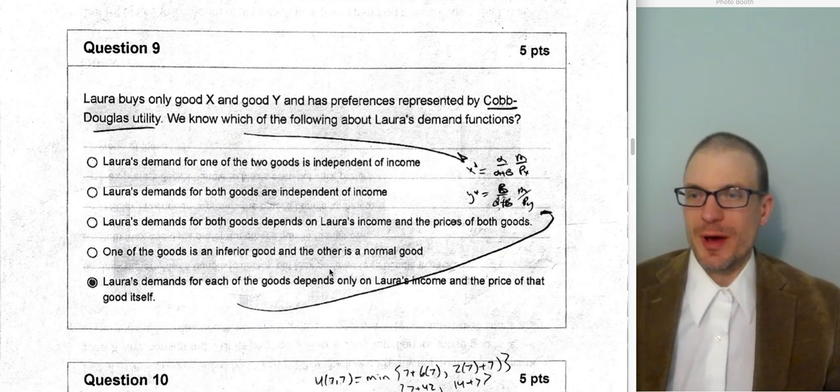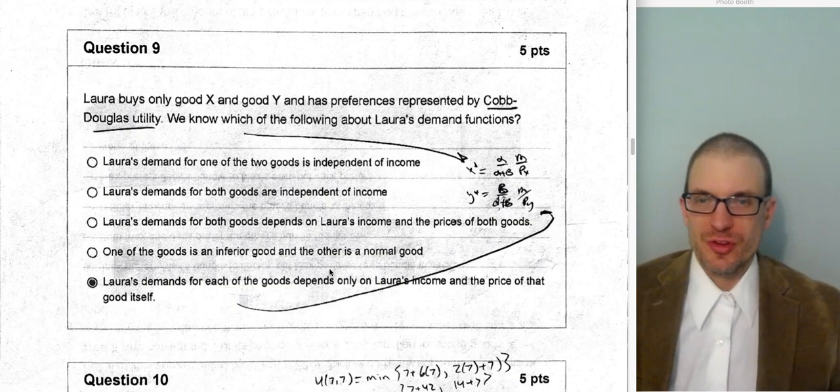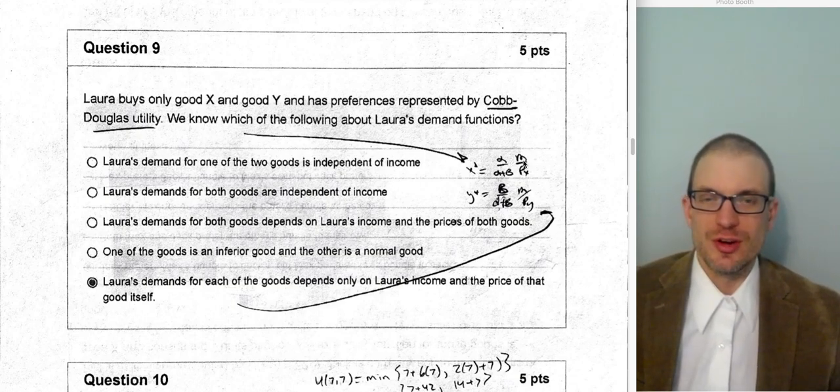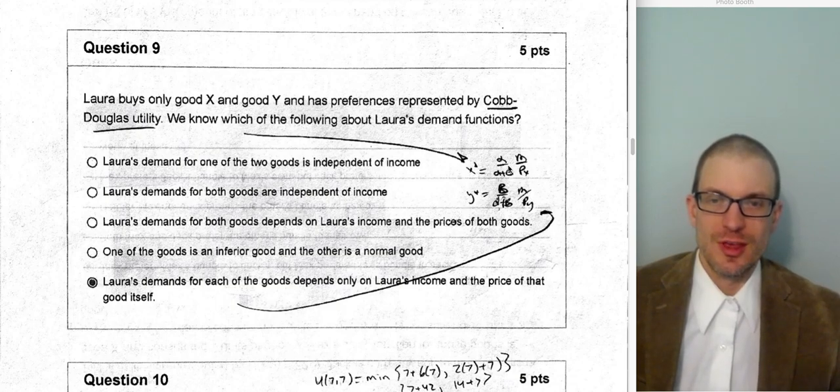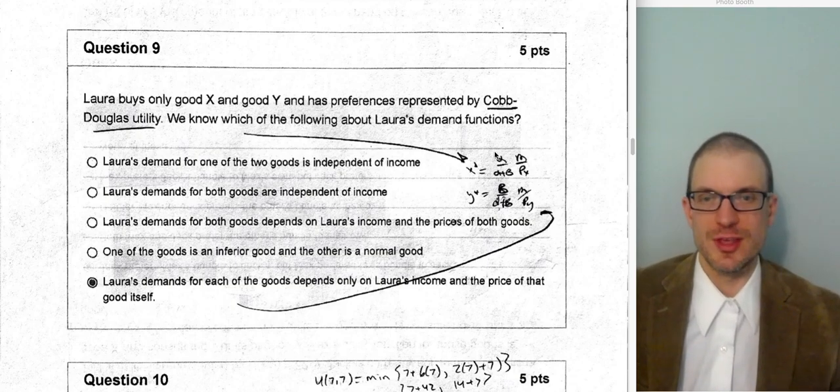Question 9: Laura buys only good X and good Y, has preferences represented by Cobb-Douglas utility. What do we know about Laura's demand? Well, here's our general Cobb-Douglas demands. They depend only on this collection of constants that correspond to the coefficients. Remember, it's X to the alpha, Y to the beta that is Cobb-Douglas. Laura's demand for good X is going to be m over px, and then Laura's demand for good Y is going to be m over py.